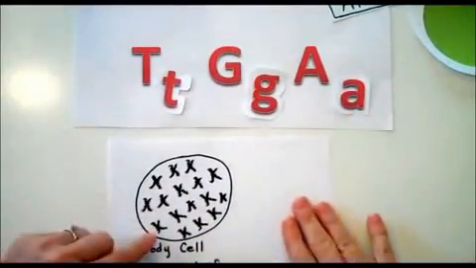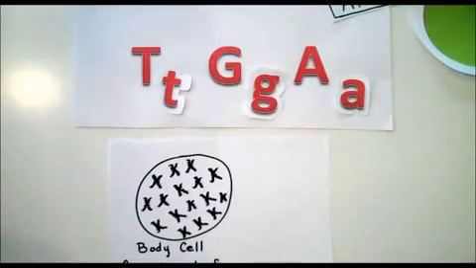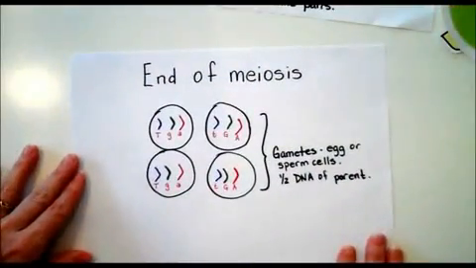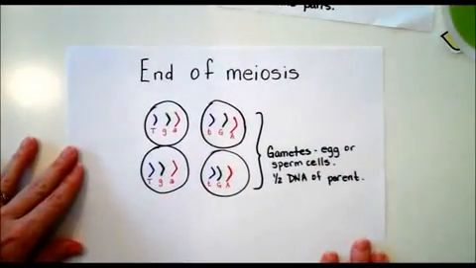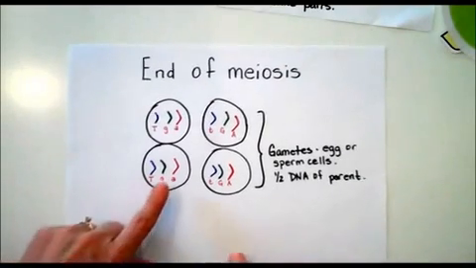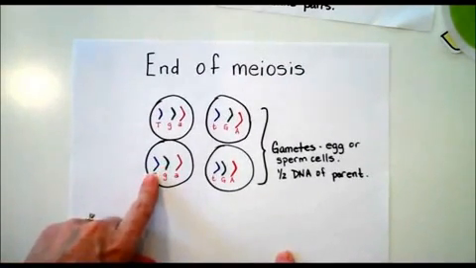We start off with body cells. Remember, when the gametes are created at the end of meiosis, there is only half of a chromosome pair in each gamete, or sperm and egg cell. Meiosis is where the chromosomes, or the alleles, are separated. So let's look at one chromosome up close and see what it looks like as it goes through meiosis.